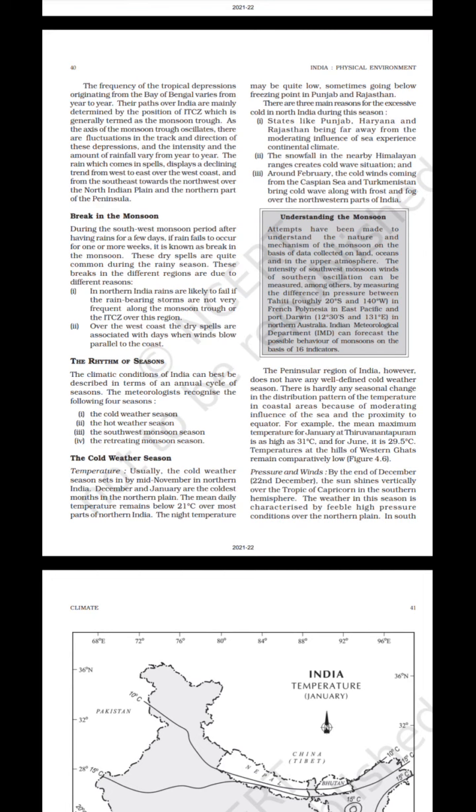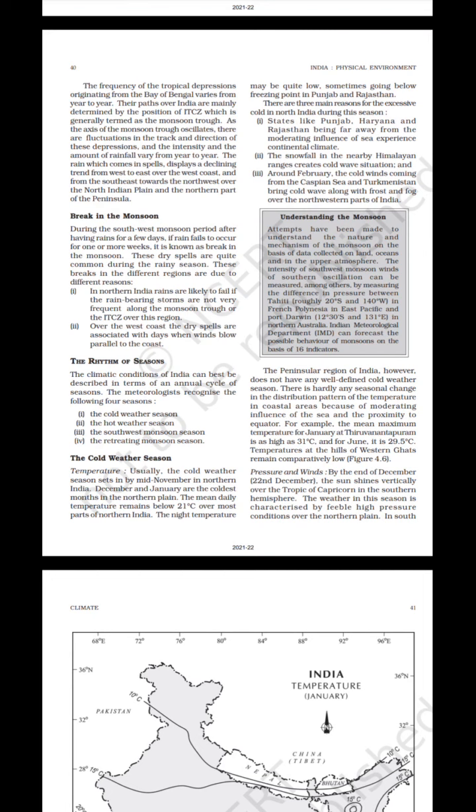Breaking in the monsoon. During the southwest monsoon period, after having rains for a few days, if rain fails to occur for one or more weeks, it is known as a break in the monsoon. These dry spells are quite common during the rainy season. These breaks in the different regions are due to different reasons.